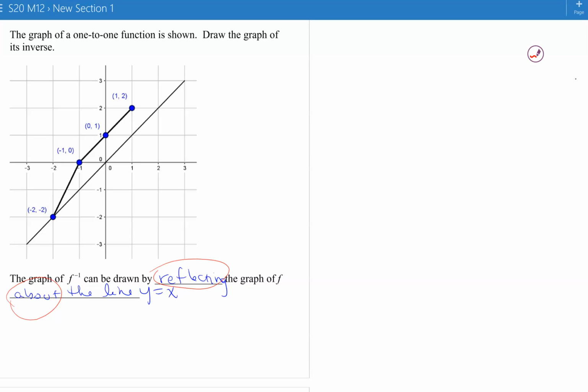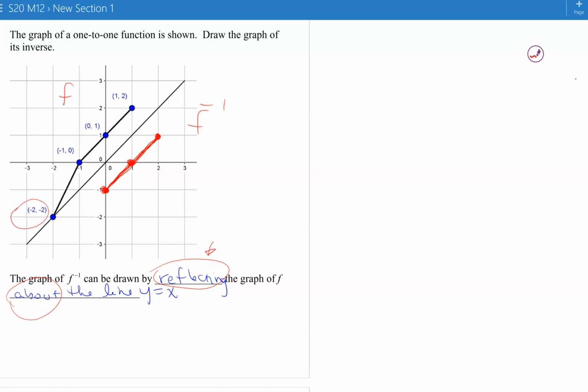Okay, so let's see how we would draw the graph of the inverse function. If the point (1, 2) is on the graph of f, then the point (2, 1) is going to be on the graph of f inverse. (0, 1) is on the graph of f, so (1, 0) is on the graph of f inverse. (-1, 0) is instead going to be (0, -1). And the points in f were connected with a straight line, so the points in f inverse will also be connected with a straight line because the transformation of reflecting is a rigid transformation. It does not change the shape of the graph.